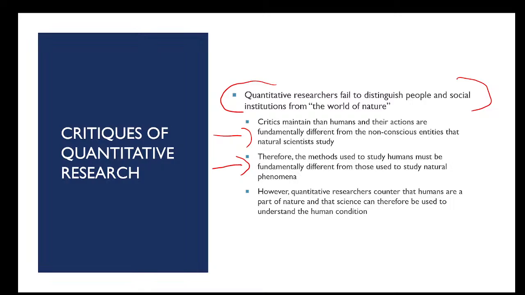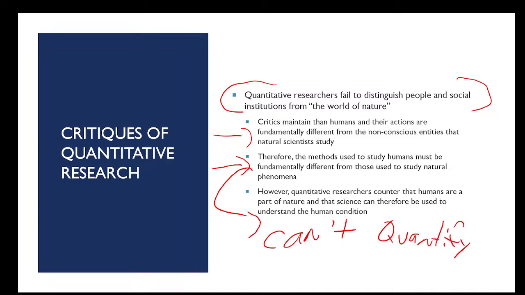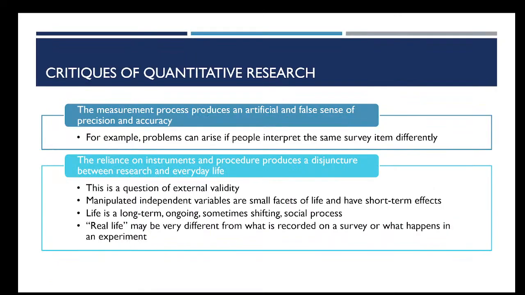And you can't quantify a lot of things about humans, right? You can only qualify them. Quantitative researchers will say humans are part of nature, right? There are broad statistical patterns, and therefore you can use quantification and statistics to understand human behavior.